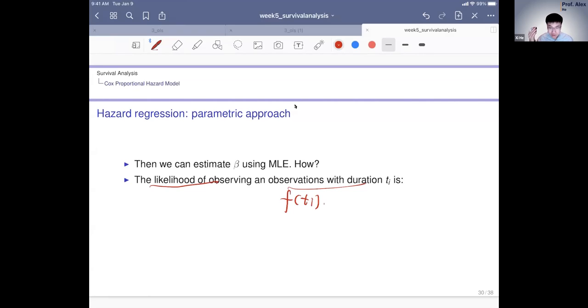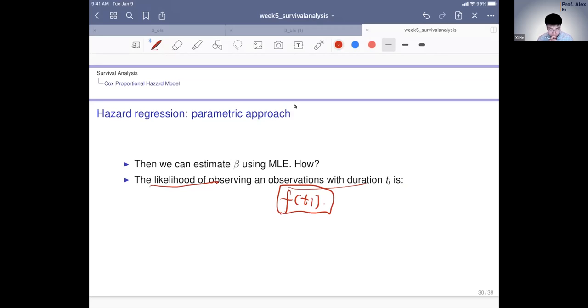Right, this is the same way as we do the maximum likelihood for the linear regression. We can also assume the error terms are normal, and then for each observation, the probability is just the PDF of the normal distribution at that point, okay? So that's the likelihood.